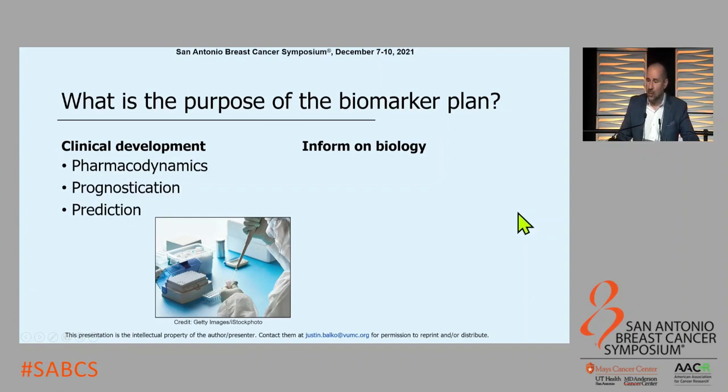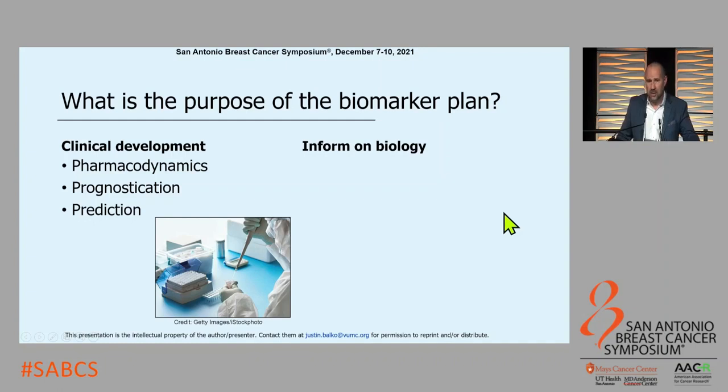We can use correlatives to help prognosticate patients, so perhaps to identify a very high-risk group of patients to which we can make our effect size and the clinical trial design more robust. We can also use it eventually for prediction in patients to try to identify a subpopulation of patients that might need to be treated with that agent in order to derive a specific pathway benefit.